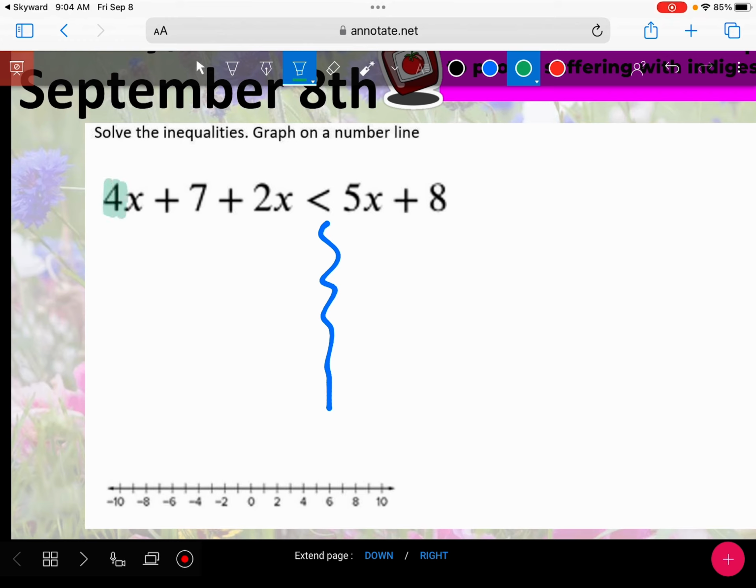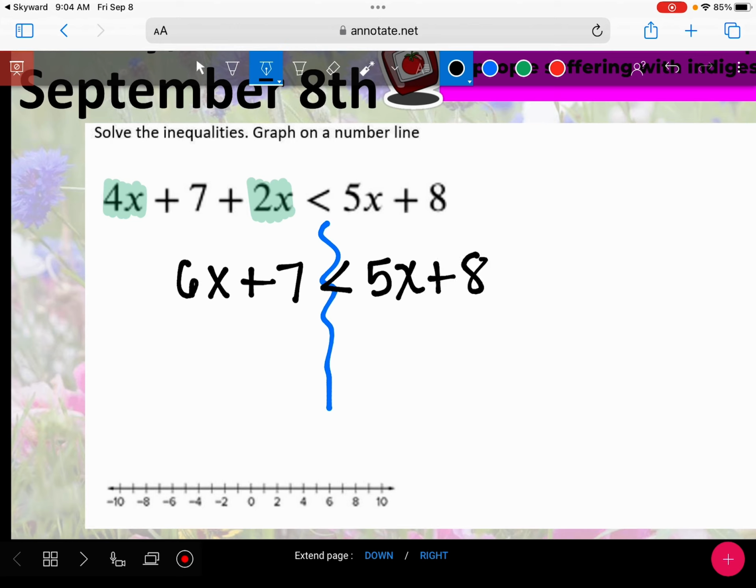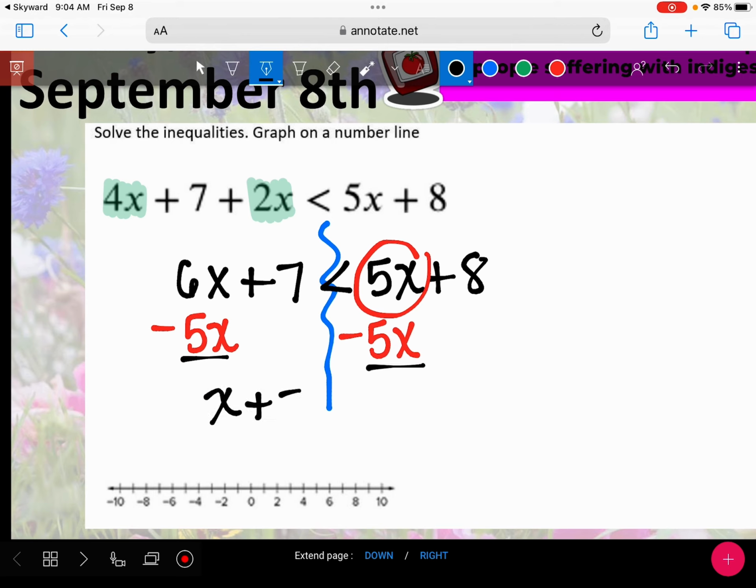So I'm adding the 4x and the 2x. I don't need to subtract 2x from 4x. I'm just adding those two together, which will give me 6x plus 7 is less than 5x plus 8. And now I'm going to take this 5x. I want to bring it over to the left. Because it's positive, I need to subtract it. So x plus 7 is less than 8.